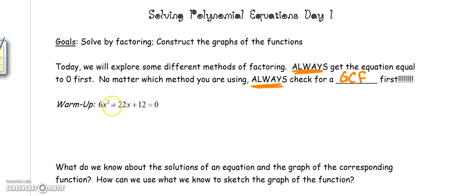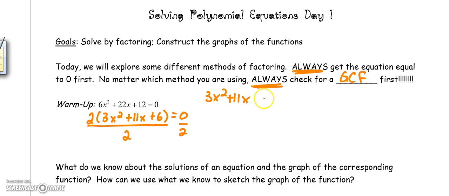So we're going to do a warm-up that's just a review of a factoring problem you've already worked on this year. So first thing I check, it's already equal to 0, so we're good with that. Now I want to look for a GCF. Looking at all of these, I can see all three terms are divisible by 2. So I'm going to pull out a 2, and I get 3x squared plus 11x plus 6 equals 0. I want to get rid of that 2 in the front, so I'm going to divide by 2 on both sides. So we get 3x squared plus 11x plus 6 equals 0.